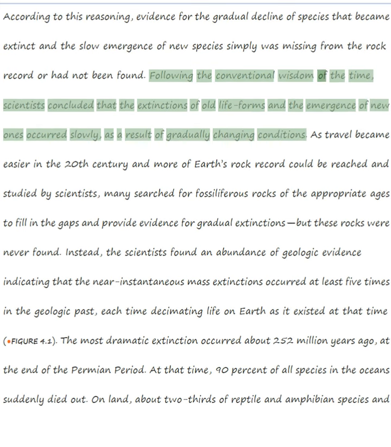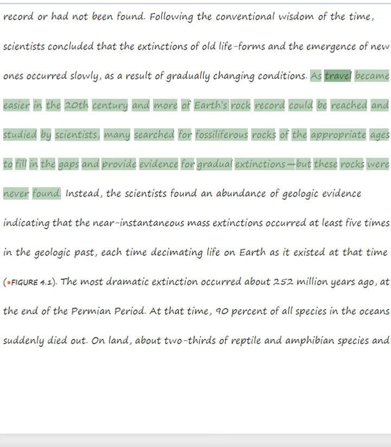Following the conventional wisdom of the time, scientists concluded that the extinctions of old life forms and the emergence of new ones occurred slowly, as a result of gradually changing conditions. As travel became easier in the 20th century and more of Earth's rock record could be reached and studied by scientists, many searched for fossiliferous rocks of the appropriate ages to fill in the gaps and provide evidence for gradual extinctions, but these rocks were never found.